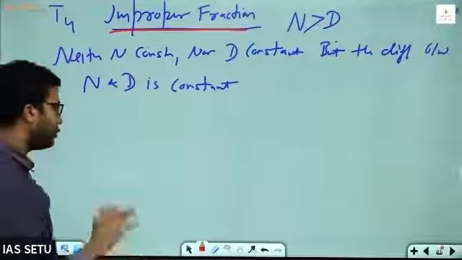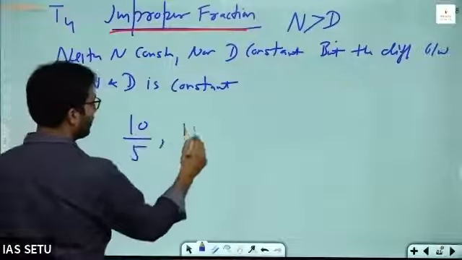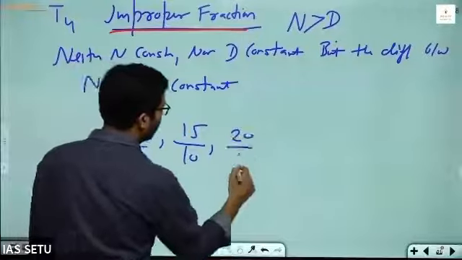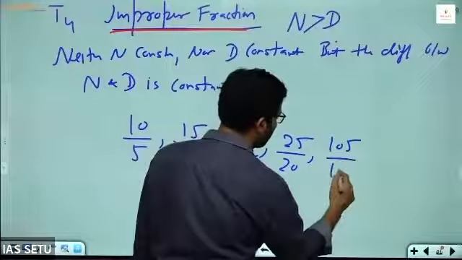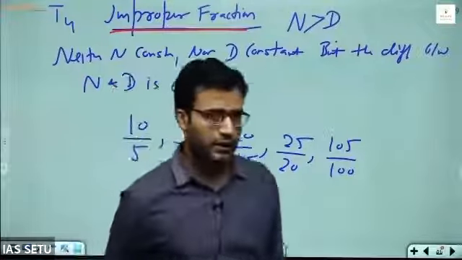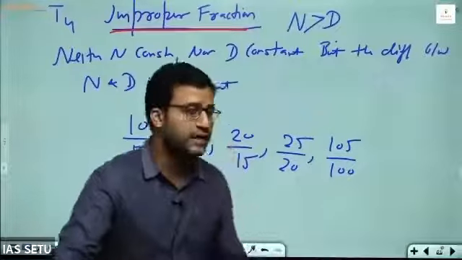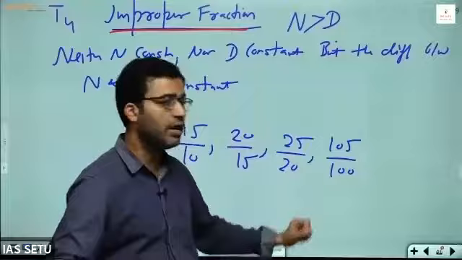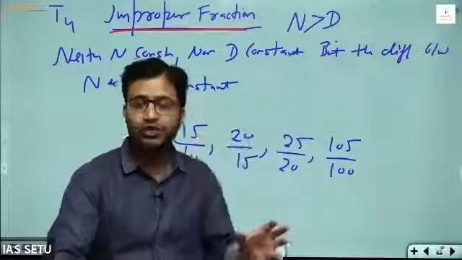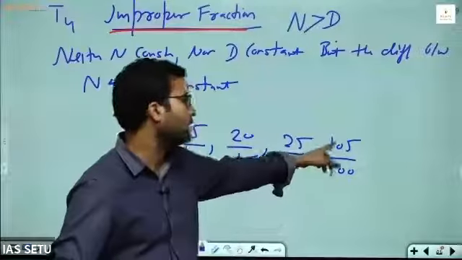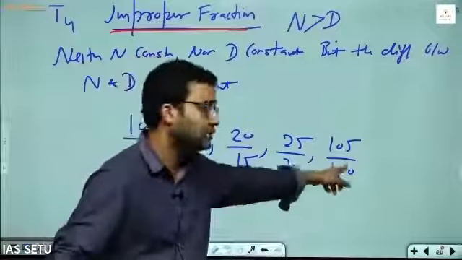Like I give you an example, you write the same example and you have to revise the same example. 10 by 5, 15 by 10, 20 upon 15, 25 upon 20 and 105 upon 100. See what will happen in exam. Your mind will read 105. Your mind will read 100. And your mind will say 105 larger, 100 larger. And our mind in quick decision will say that this is the largest. It will happen sometimes.